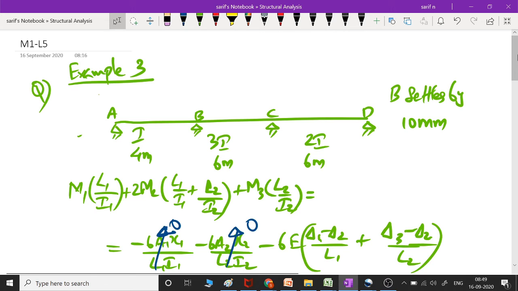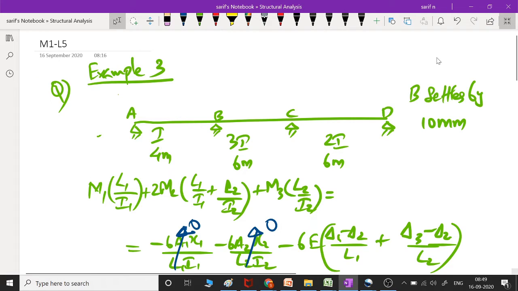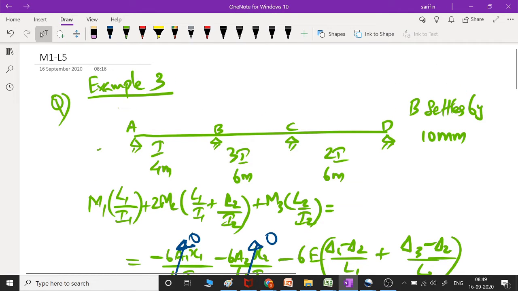So, dear students, in this lecture, we will be discussing beams which are subjected to support settlements. If you look at this particular question, we have a three-span continuous beam where each span has a different moment of inertia, and the support B is undergoing a settlement of 10 mm.